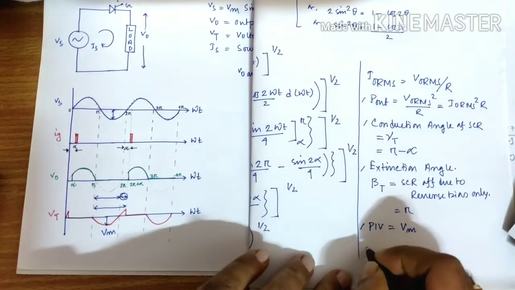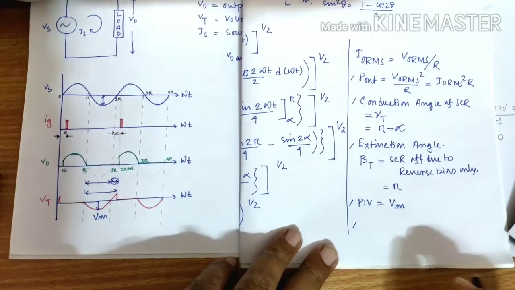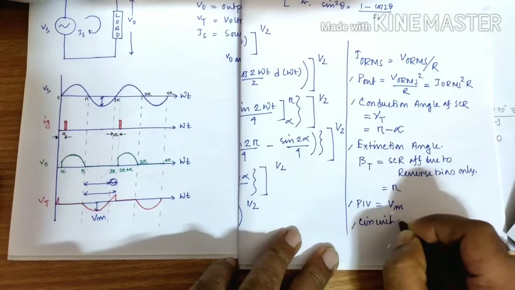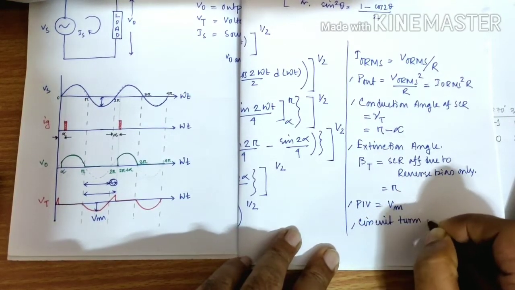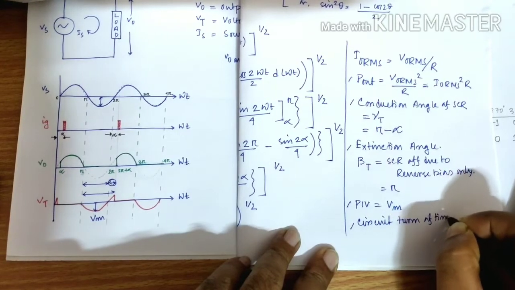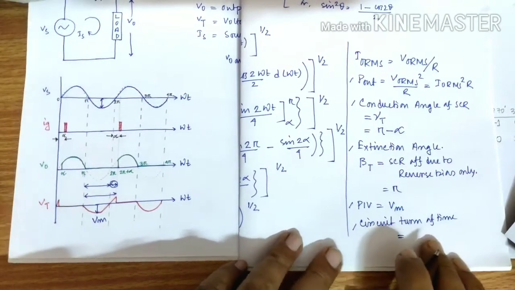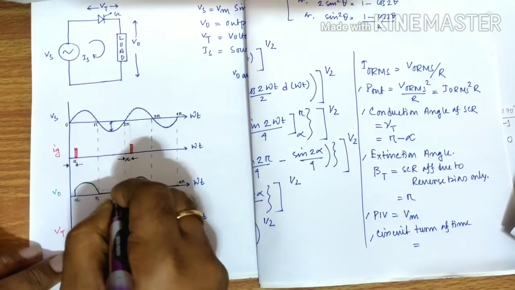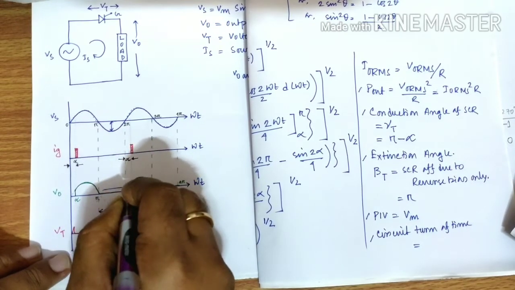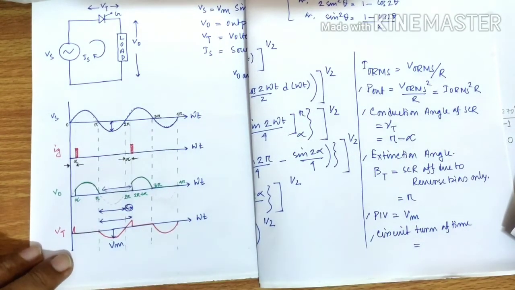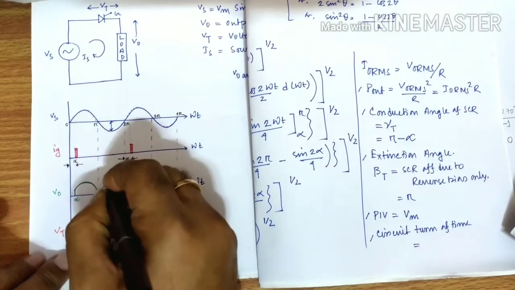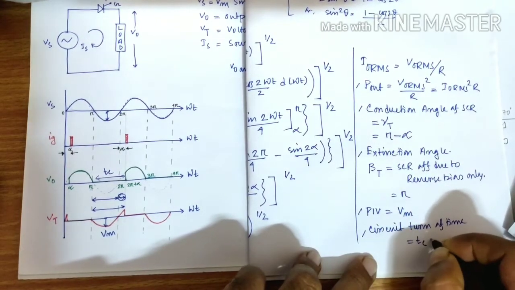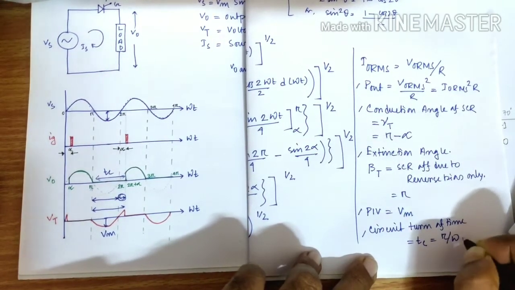The last one that we need to find out here is called circuit turn off time. The circuit turn off time is this one. This period is circuit turn off time. That is denoted by Tc. So circuit turn off time Tc is equal to pi by omega.